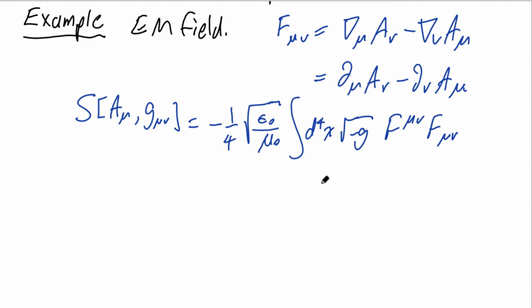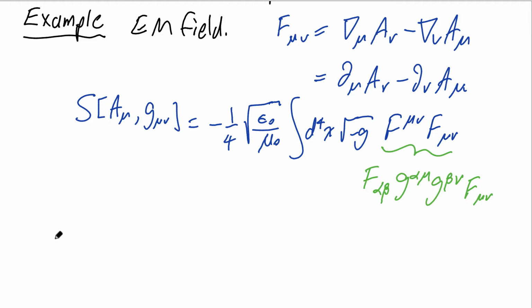Notice that the metric appears in this action not only in the square root of minus g here, but also we've had to raise the indices on this F mu nu using the metric. So this is actually F alpha beta g alpha mu g beta nu times F mu nu. And F mu nu itself, written this way, doesn't depend on the metric at all. So the metric appears here and here.